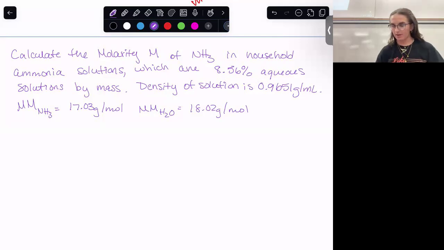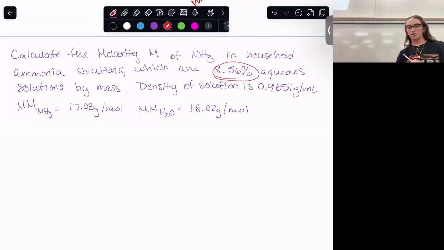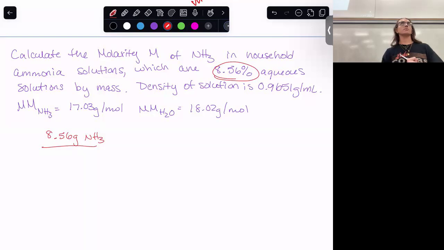Right, so we can say that it's out of 100. So if we have an 8.56% aqueous solution, that means we have how many grams of ammonia? 8.56. And how many grams of water? Divided by 100, right? When it's by mass, we're saying out of 100 grams, 8.56%.